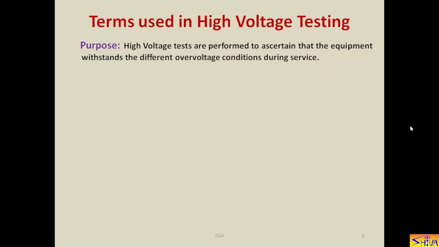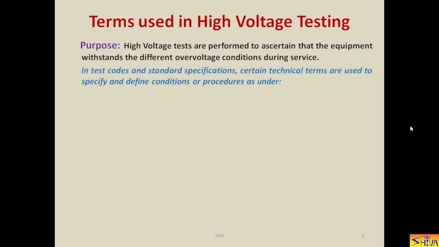High voltage tests are performed to ascertain that the equipment withstands the different overvoltage conditions during service. See, when any equipment is put into the service condition, it is subjected to different types of high voltage conditions. So before putting that equipment into service, it is necessary to check whether the equipment insulation is capable of sustaining all these conditions or not. Therefore, the high voltage testing is performed. In test codes and standard specifications, certain technical terms are used to specify and define conditions or procedures as under.